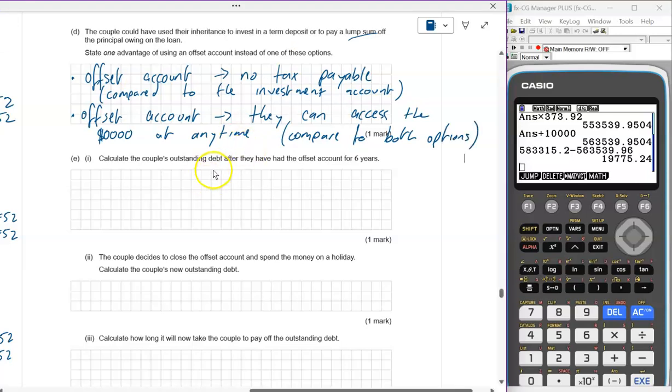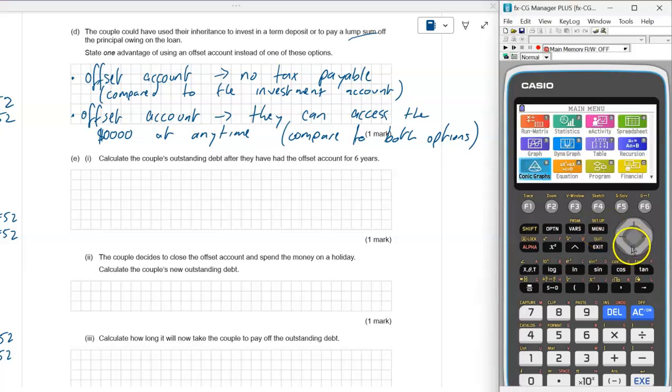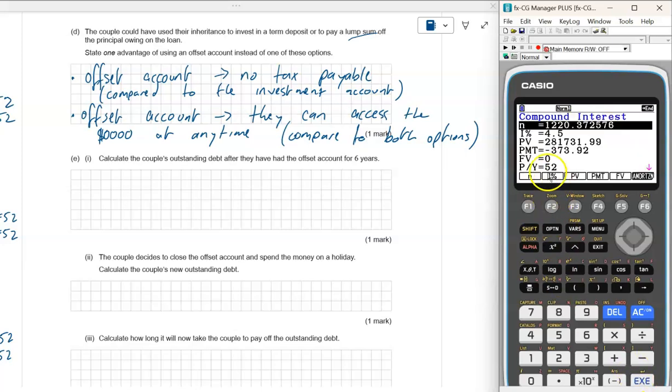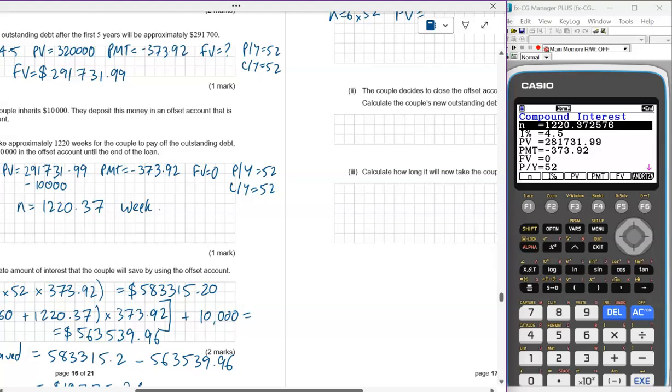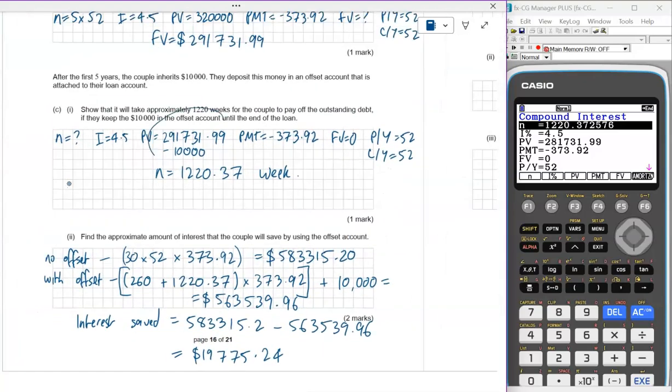Calculate the couple's outstanding debt after they had the offset account for 6 years. Based on having money in the offset account for 6 years, we're going to head back into the finance function here. The outstanding debt, so we're looking at 6 years. So N is now 6 times 52. The present value is what they had owing at the start of those 6 years, when they put the money in the offset account. And we already had that value down here. So this is the number we were using.